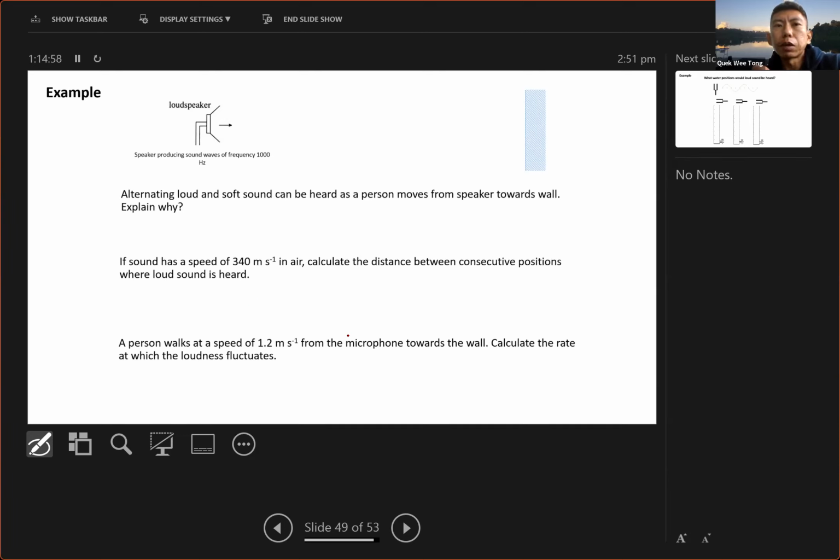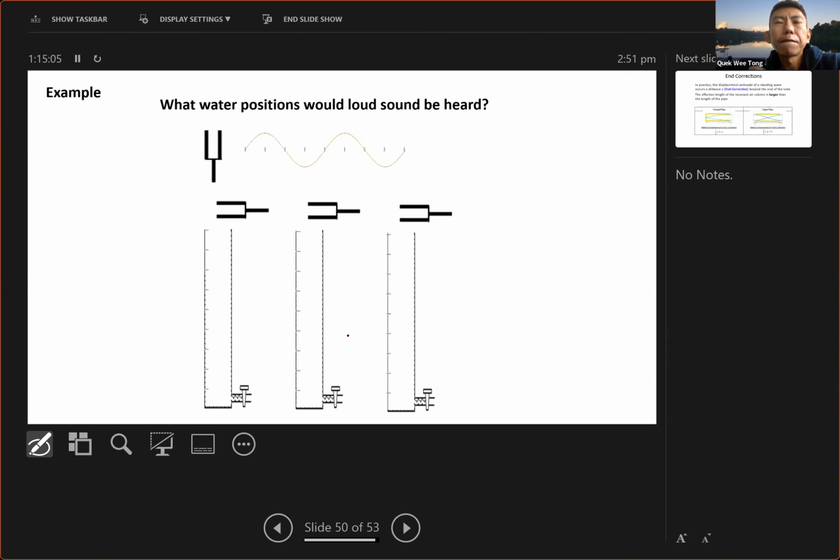The second and third parts I'll skip. Maybe I'll just send the solution later on. So this one you must practice and try.